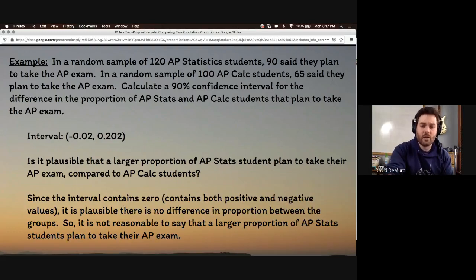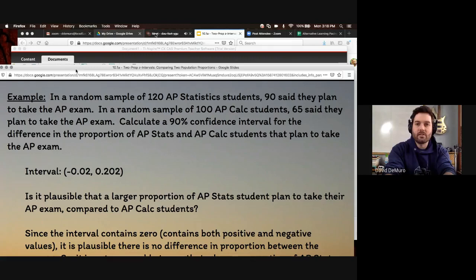So the best way to answer that question would be to say that since the interval contains 0, or in other words, contains both positive and negative values, it's plausible that there is no difference in the proportion between those two groups. Or in other words, it's plausible to expect that Stats and Calc students will take their exam at an equal rate. So it is not reasonable to say that a larger proportion of Stat students plan to take their AP exam.